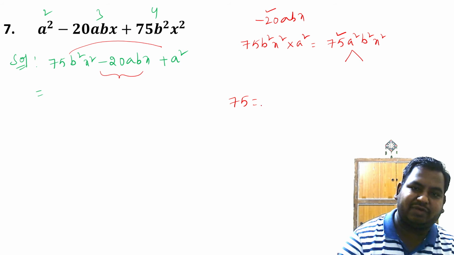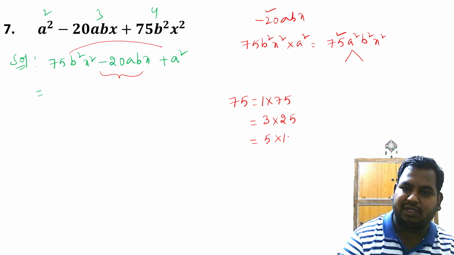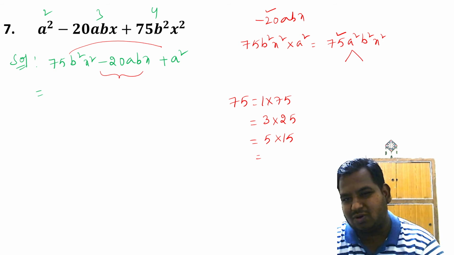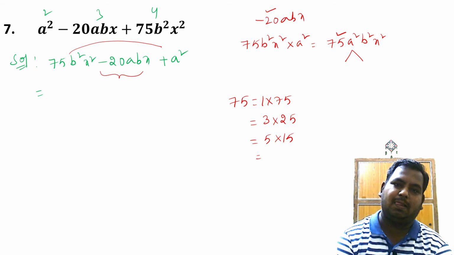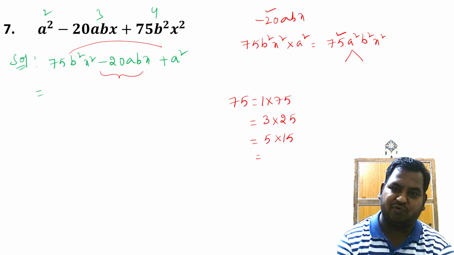We can write 75 as 1 into 75. We can write 75 as 3 into 25. We can write 75 as 5 into 15. I think these are the only possible ways. Yes, these are the only possible ways.